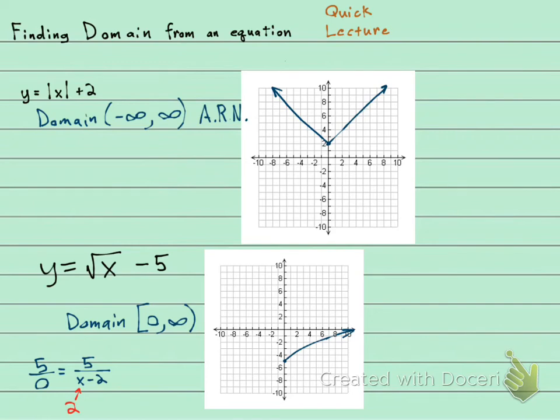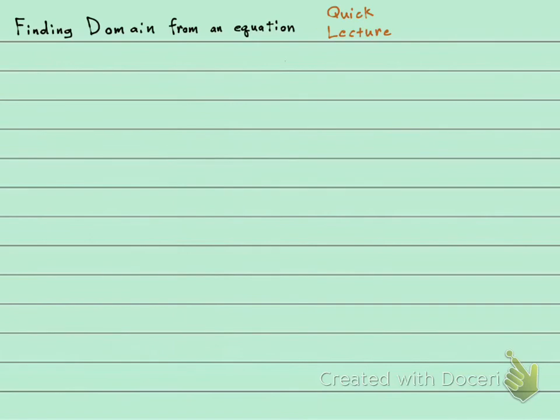Okay, so let's wrap it up here. Finding the domain from an equation. If we don't have a graph and we're not looking at it, your domain is normally all real numbers. Math people won't like that wording, but your domain is all real numbers, which is negative infinity to infinity.